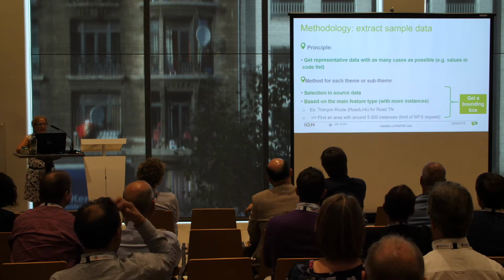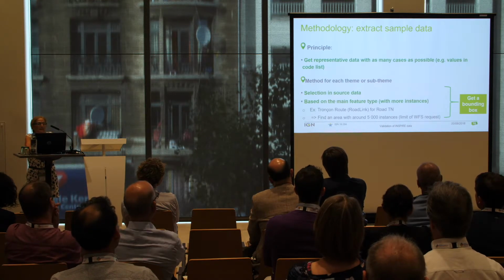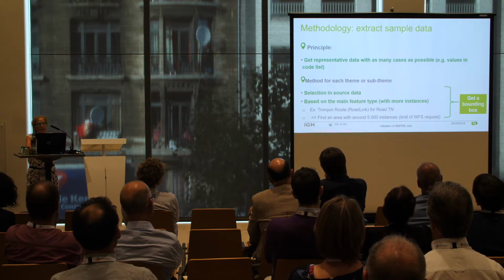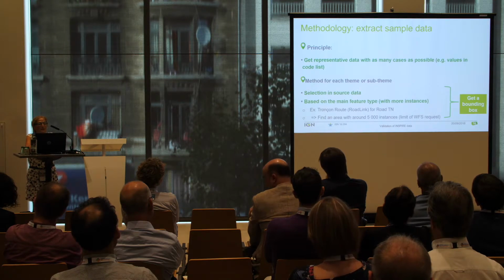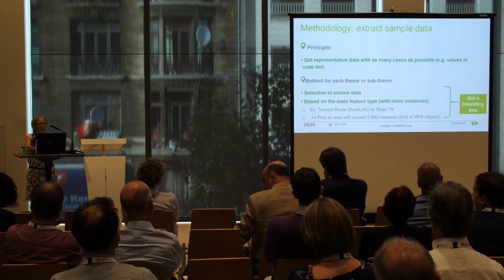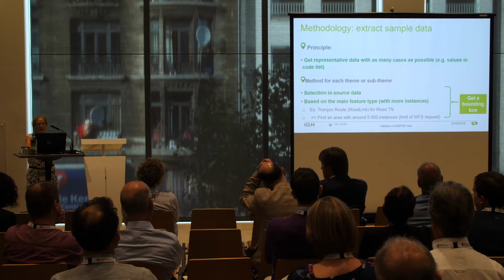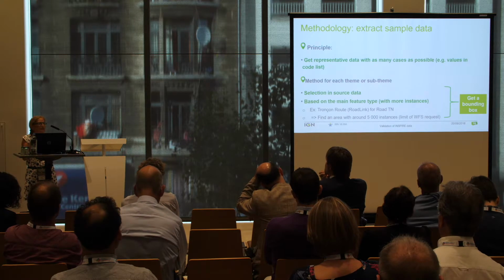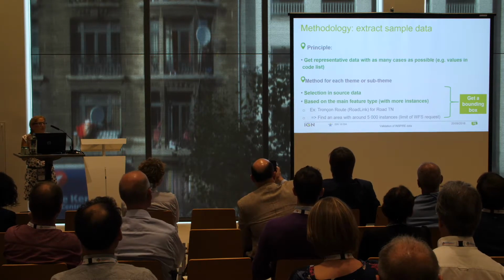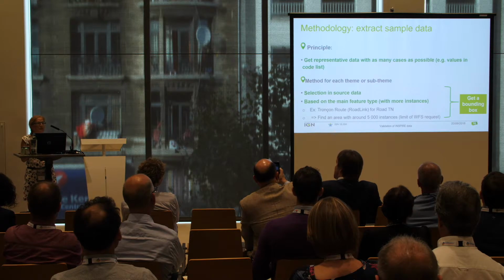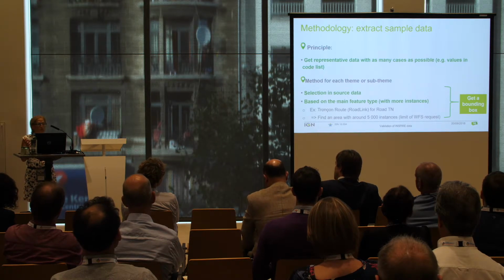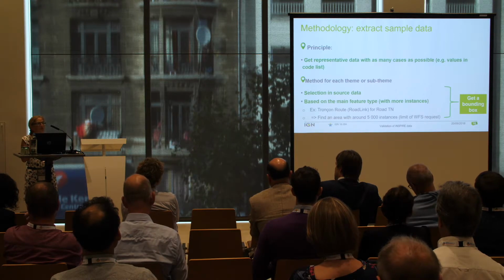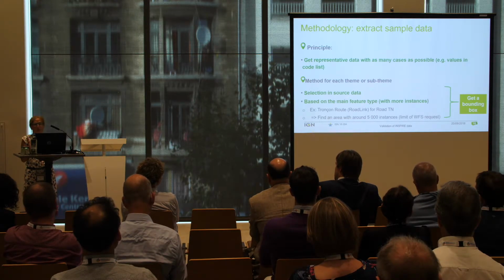And once again, what is really tricky is to extract sample data. So for testing against source data, we are willing to test it on representative data with as many cases as possible. For instance, in a code list, trying to have sample data with all the values or at least most of the values. So we need not 10 features, but we need more features. Typically, we are aiming to have the 5,000 features allowed by Web Feature Service.